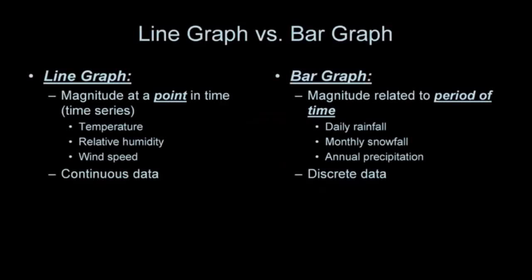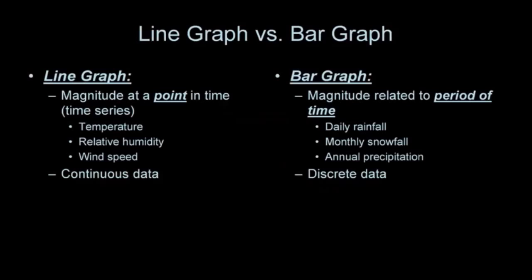To show each phenomenon in G108, we're going to use different graphs. It could be a line graph, or it could be a bar graph. We're going to use line graphs whenever we're trying to find a magnitude at a moment in time. So temperature at a certain time, whether it be temperature in January or temperature at 2 in the morning, it's a specific moment in time.